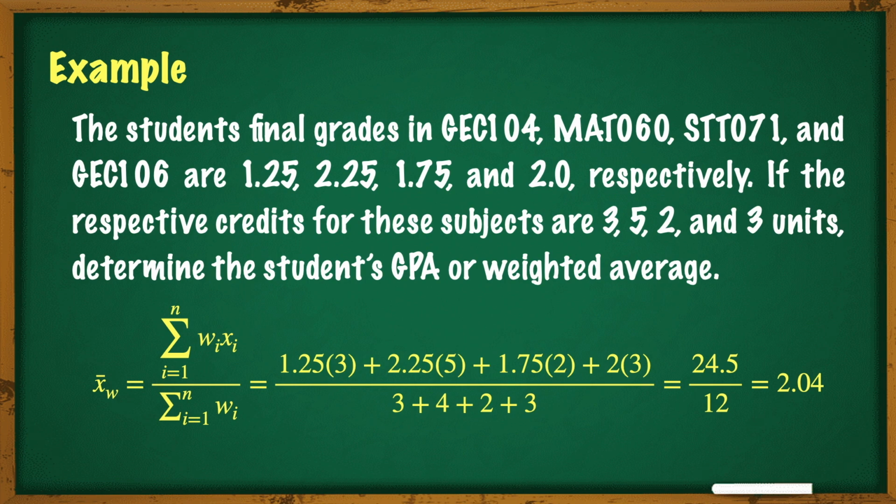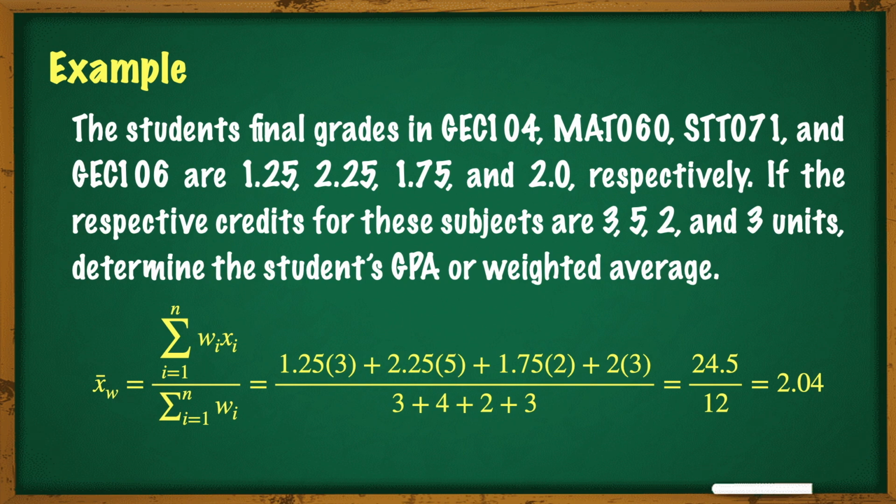An example where we can use the weighted mean is when we compute the grade point average, or the GPA, which is basically the summary of the academic performance of a student for a particular semester. For example, the student's final grades in GEC104, Math 060, STT 071, and GEC106 are 1.25, 2.25, 1.75, and 2.0 respectively. If the respective credits for these subjects are 3, 5, 2, and 3 units, determine the student's GPA or the weighted average.